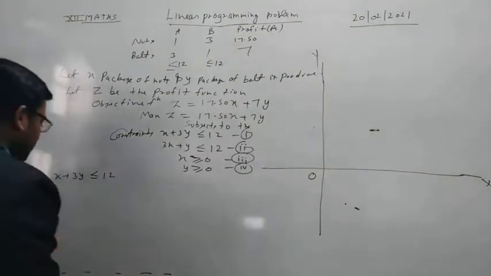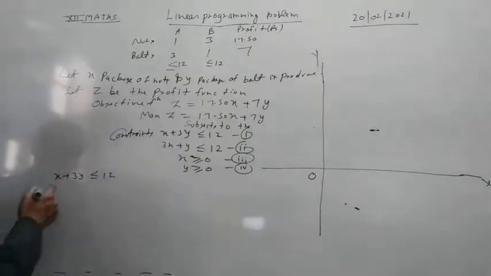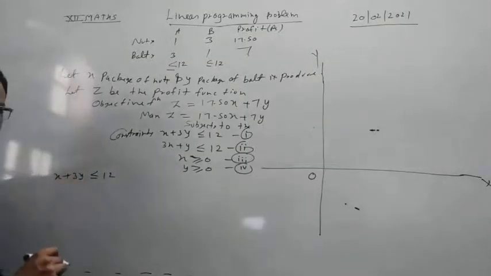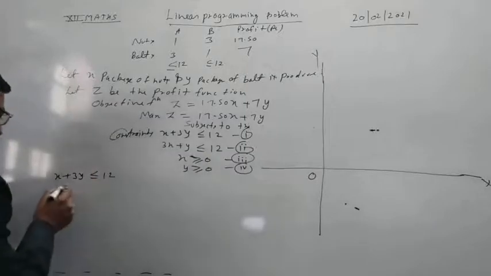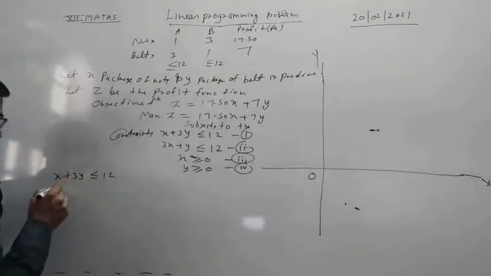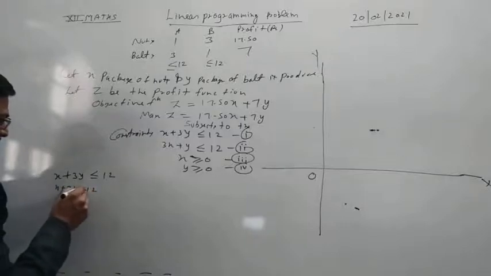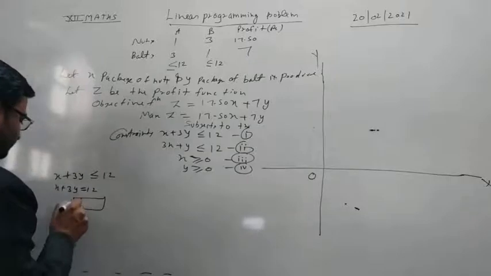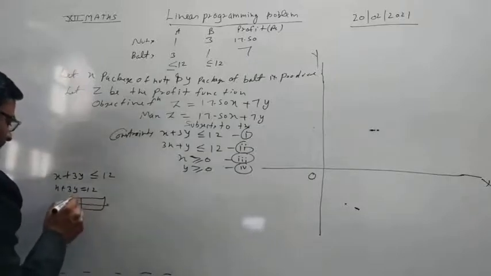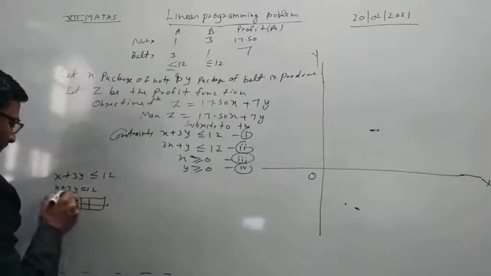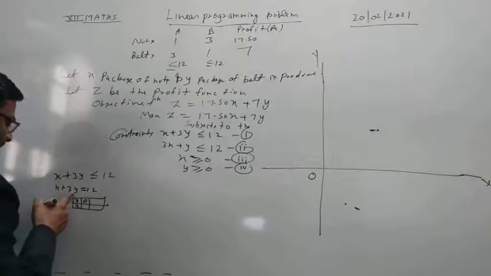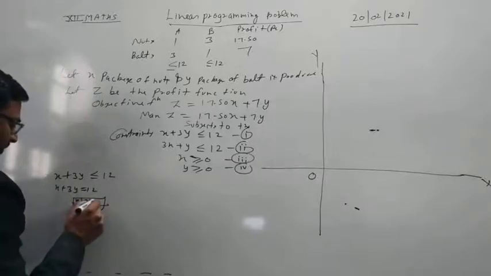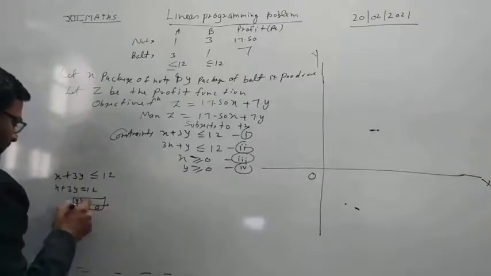Okay, students, so first we make the graph of this inequality. We change this to an equality, and then we write x plus 3y is equal to 12. Then we draw the graph of this. So we take some points and get x and y. When x is 0, y is 4, and when y is 0, x is 12.